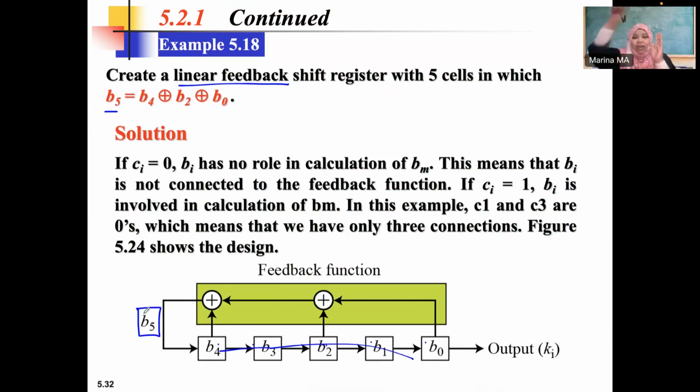And then B5 is fed back, feedback shift register, feedback into B4. But we still need to use B3 and B2, because when B5 is fed back to B4, B4 is shifted to B3, B3 is shifted to B2, B2 to B1. Okay, let me show you the table, much easier to understand. And remember this, we are creating the key. I haven't shown you how to encrypt yet. This is the linear feedback shift register, LFSR, used to create the key used in a synchronous stream cipher.